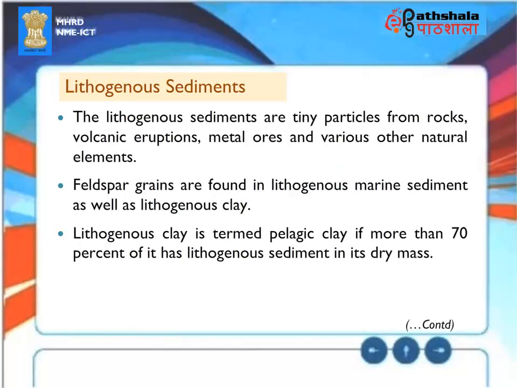Lithogenous sediments. The lithogenous sediments are tiny particles from rocks, volcanic eruptions, metal ores, and various other natural elements. Feldspar grains are found in lithogenous marine sediment as well as lithogenous clay. Lithogenous clay is termed pelagic clay if more than 70% of it has lithogenous sediment in its dry mass.